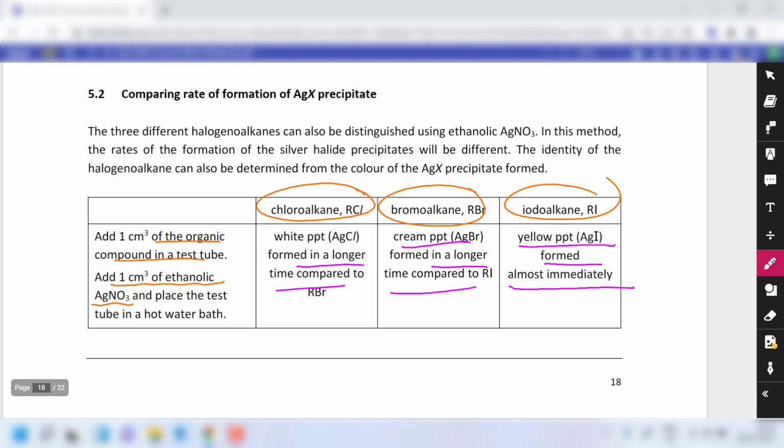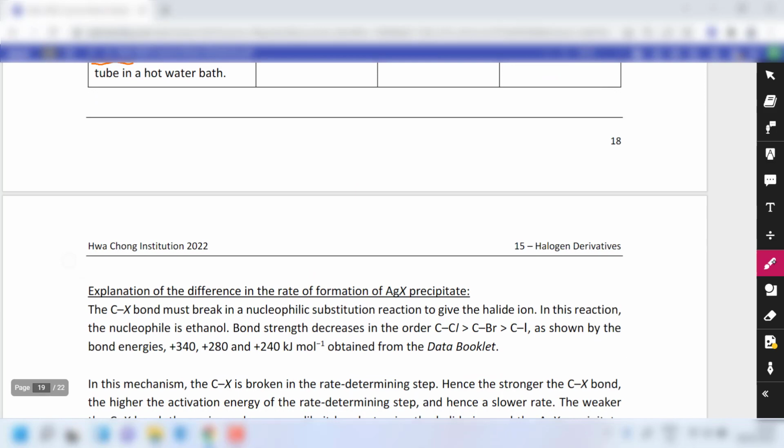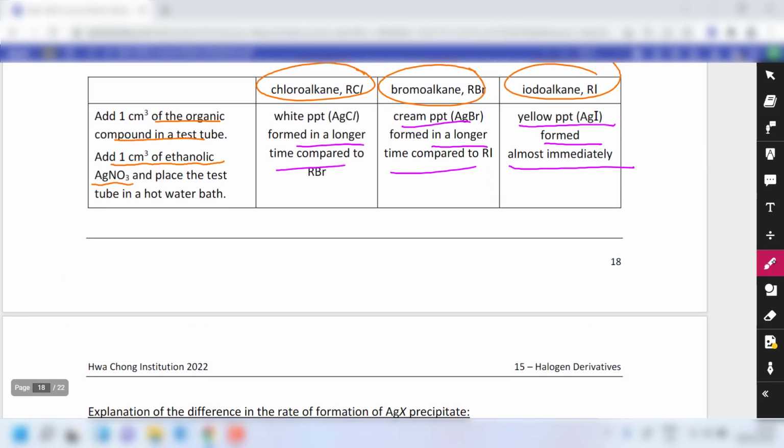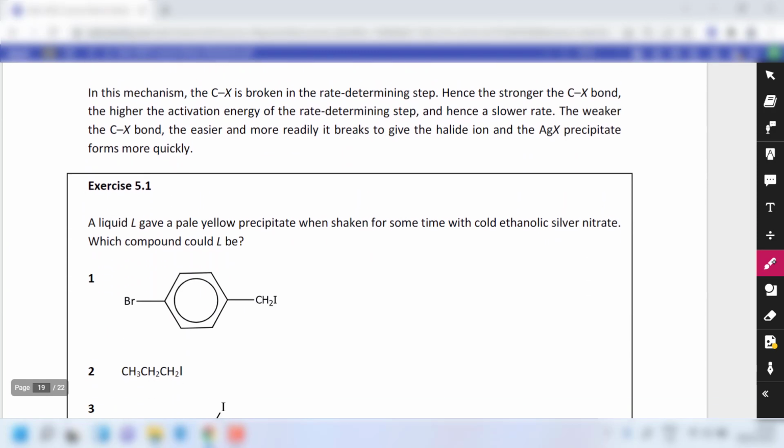If you are confused about the difference, you may want to read them again and get familiar with the concepts. I've explained to you why there is a difference in the rate of formation of the silver halide precipitates. It has to do with the breaking of the C-halogen bond. The stronger the C-halogen bond is, the longer it takes to break. The C-I bond is the weakest, so that's why you observe the formation of yellow precipitate, silver iodide, the fastest, almost instantaneous.